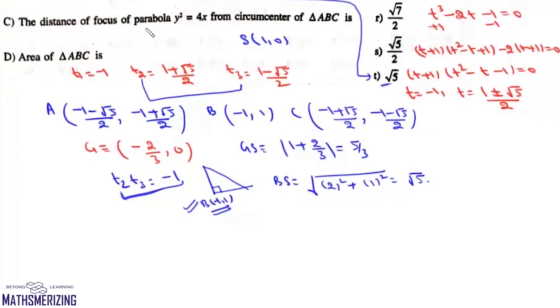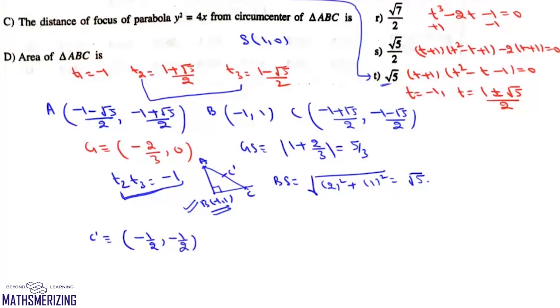Now the third question is distance of focus of parabola from circumcenter of triangle ABC. Now since this triangle ABC, it's a right angle triangle, then its circumcenter is actually midpoint of hypotenuse. So let circumcenter be some C dash. So C dash is midpoint of AC. Now what's A? A is minus 1 minus root 5 by 2 and C is minus 1 plus root 5 by 2. So we'll find its midpoint. So root 5 by 2 will cancel. So it will be minus 1. So it will be minus 1 by 2. So again for y coordinate root 5 by 2 will cancel. So again it will be minus 1 by 2.